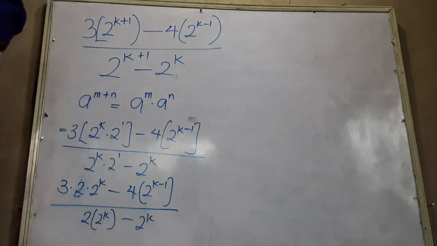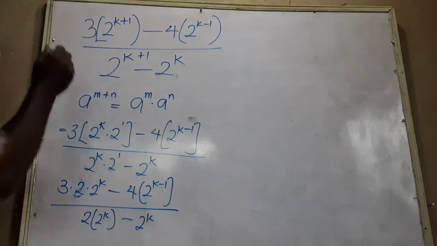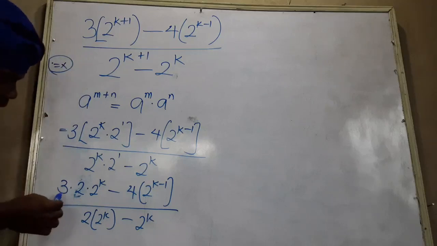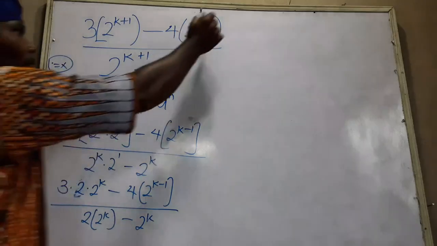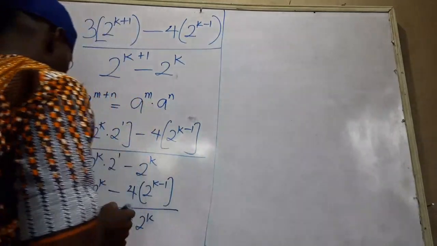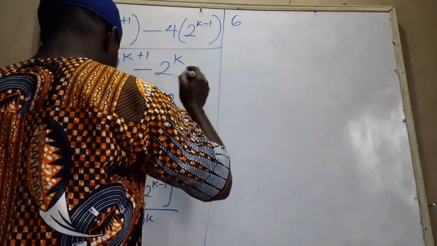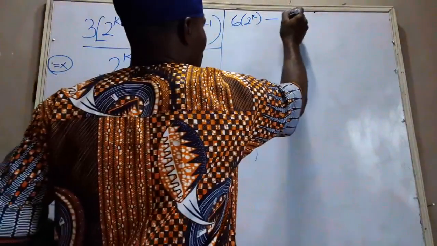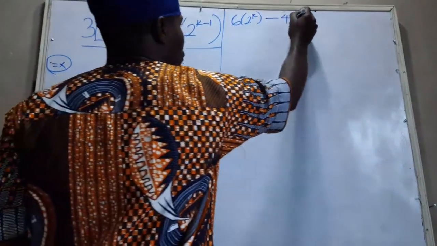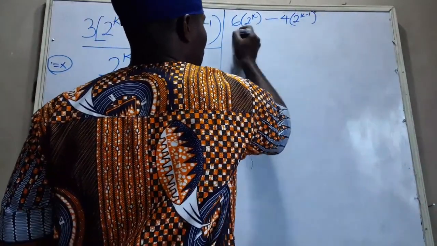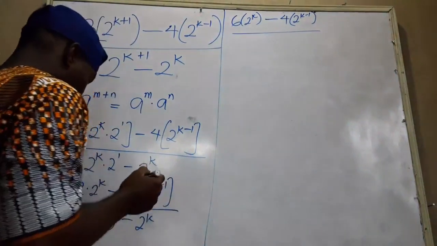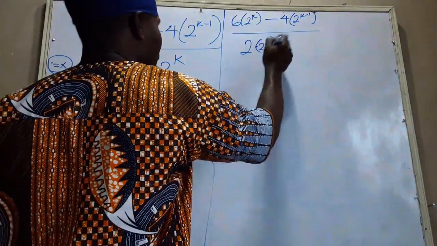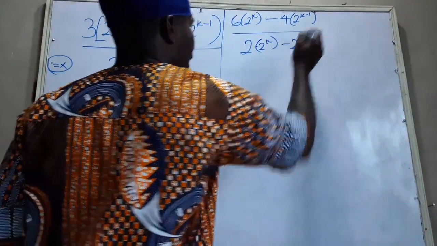So now, our dot means multiplication. It means times. So meaning that 3 times 2 will give us 6. 3 times 2 will give us 6 times 2 raised to power k, minus 4 times 2 raised to power k minus 1, all divided by 2 raised to power 2 times 2 raised to power k minus 2 raised to power k.